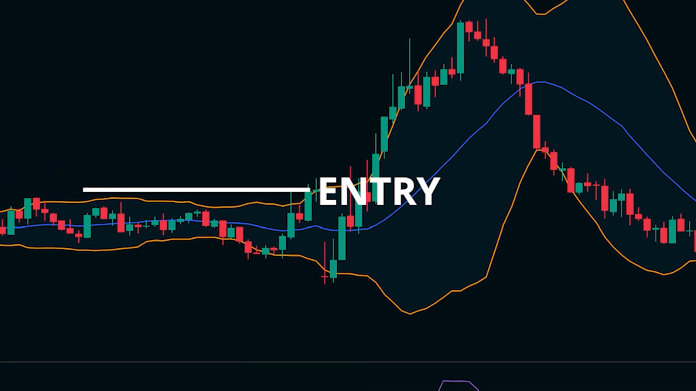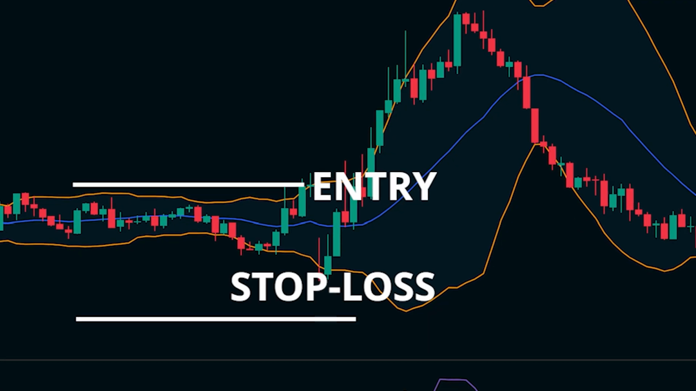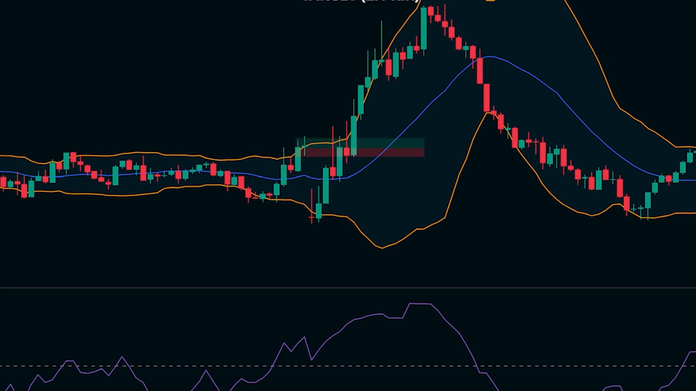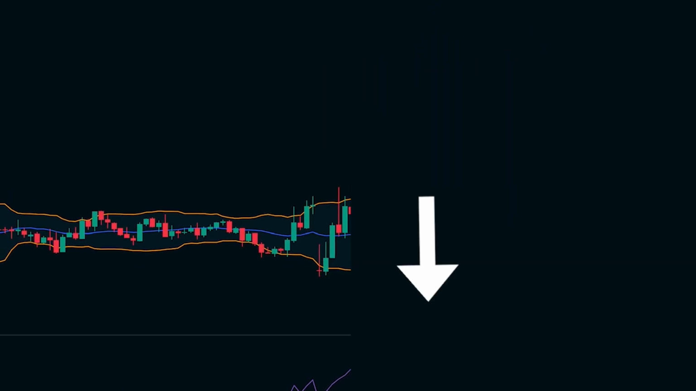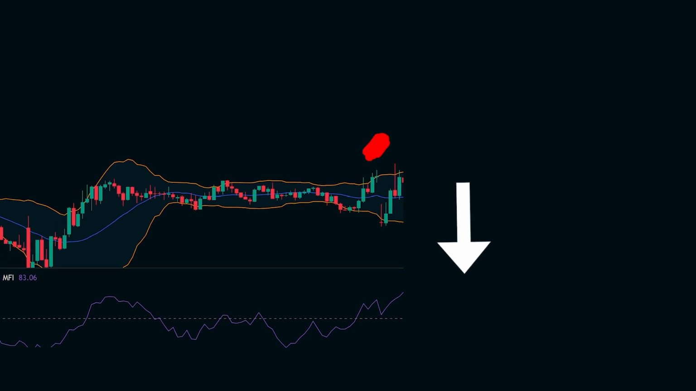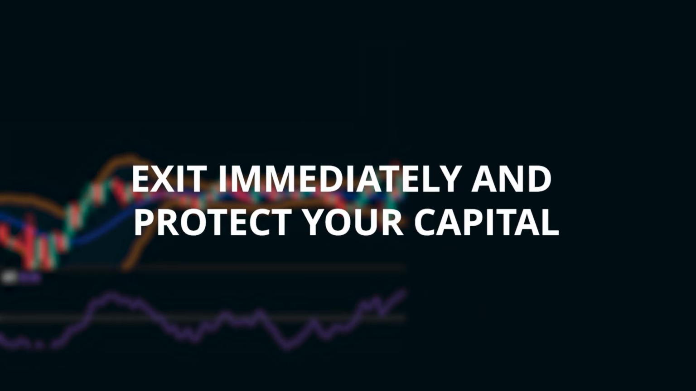Your entry is the close of the MFI confirmation candle. Stop loss goes below the lowest point of the squeeze zone. Primary exit is your 2-to-1 risk-reward target. And your secondary exit, if price closes back below the middle band before the target is reached, the breakout has failed. Exit immediately and protect your capital.